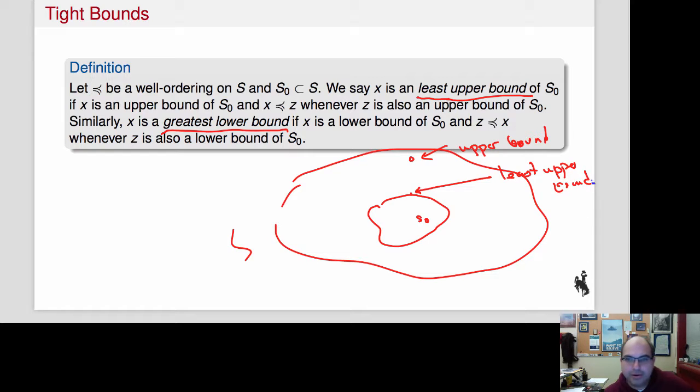So to be a least upper bound, you need to have two properties. Number one, you need to be an upper bound. So you need to be above. It could even be inside the set. It just depends. Sometimes the set contains its upper bound, sometimes it doesn't. But you need to be an upper bound. And by least, what we mean is that if you find some other upper bound, then this one is going to be less than that one. So the least upper bound is always going to be less than or equal to any other upper bound. Those are our properties. That's what we mean by least upper bound, and that's what we mean by greatest lower bound.